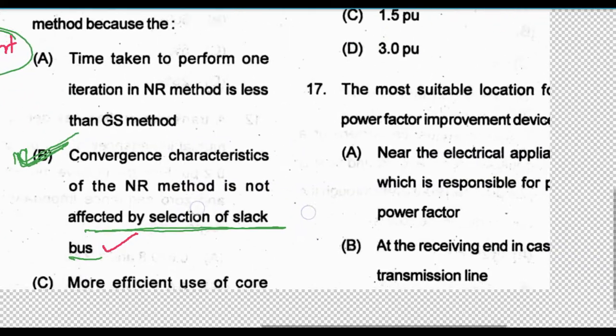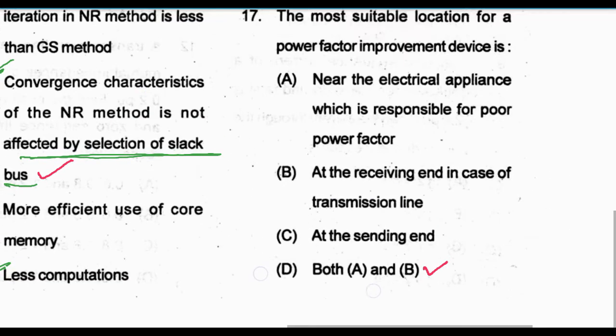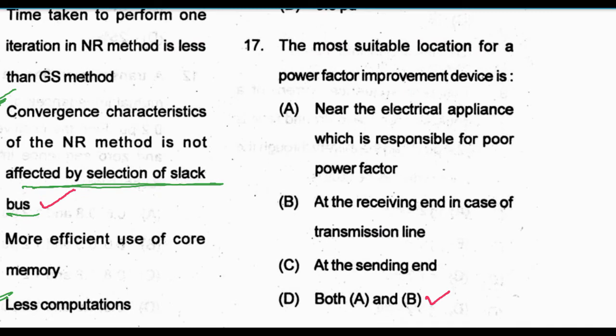Next question, question number 17. What is given? The most suitable location for a power factor improvement device is: option A, near the electrical appliances responsible for poor power factor; option B, at the receiving end in case of a transmission line; option C, at the sending end; option D, both A and B. Here we can place the power factor improvement device at two places. Generally we can put it at the appliances, at the load end, or at the receiving end.